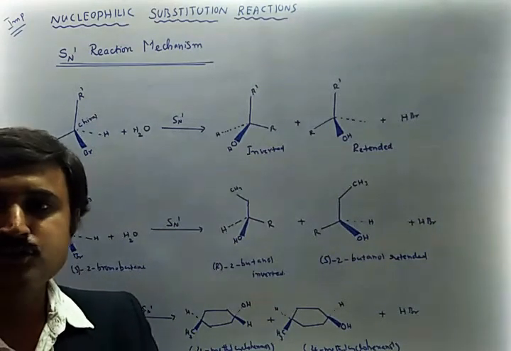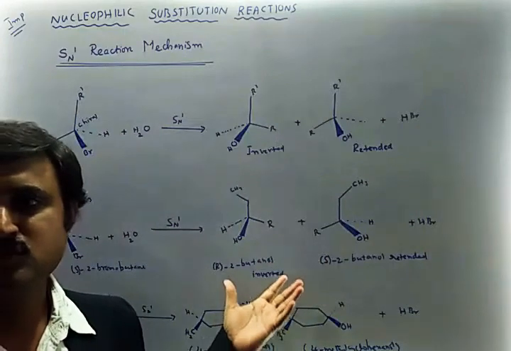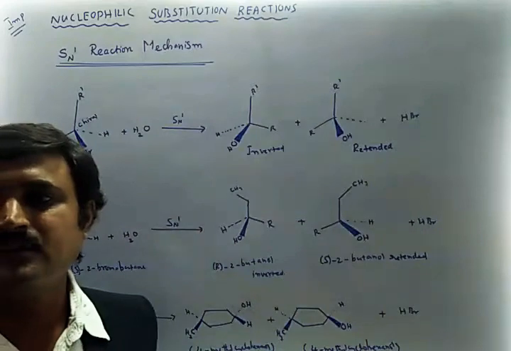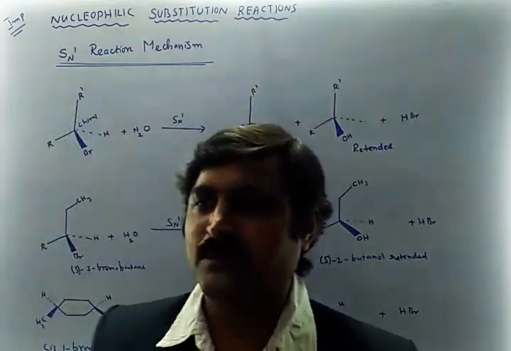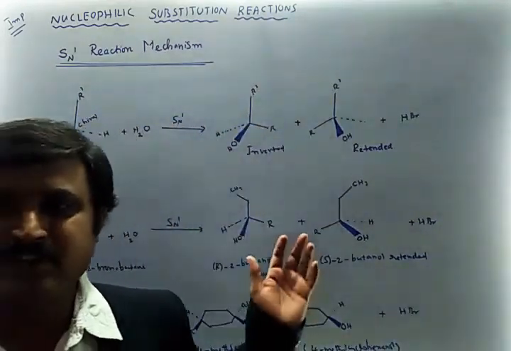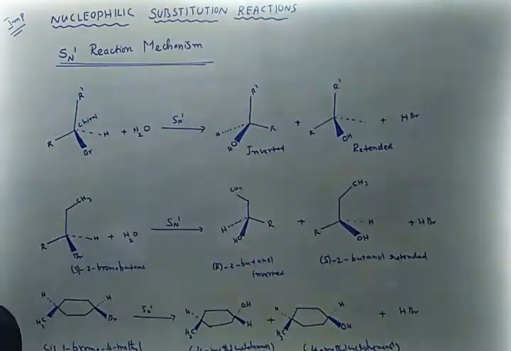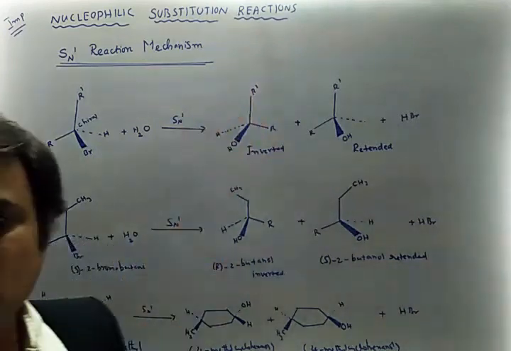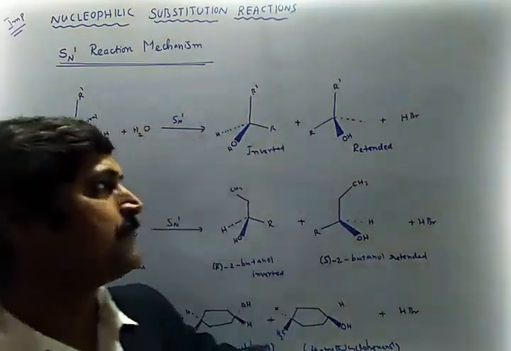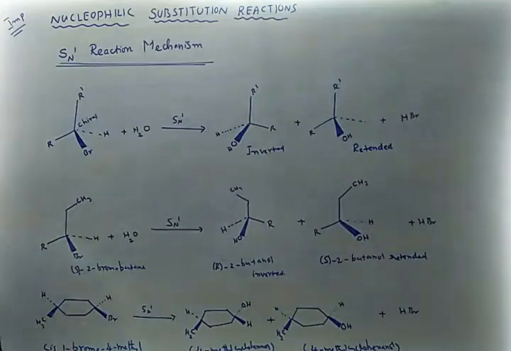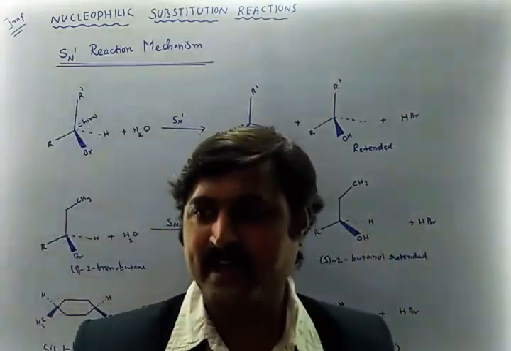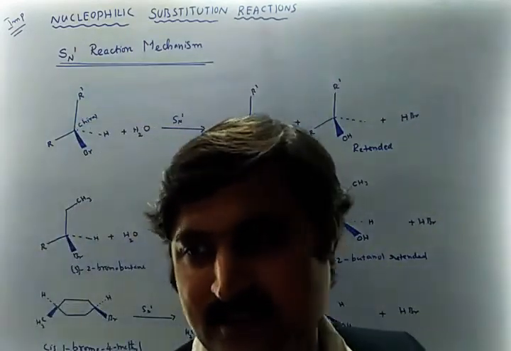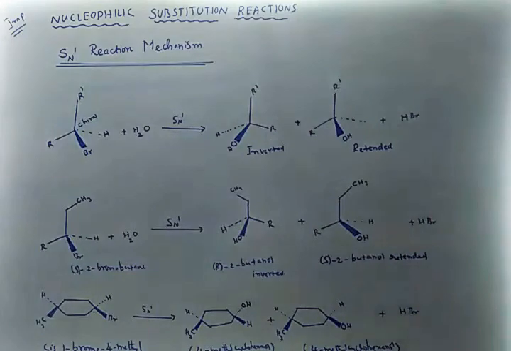If the reaction leads to the formation of equal amounts of two products, the reaction is said to take place with complete racemization, and when more of the inverted product is formed, the reaction is said to take place with partial racemization. So we can understand that if the inverted configuration percentage is more, we call it partial racemization, and if 50-50% is obtained, then we call it complete racemization of the reaction.